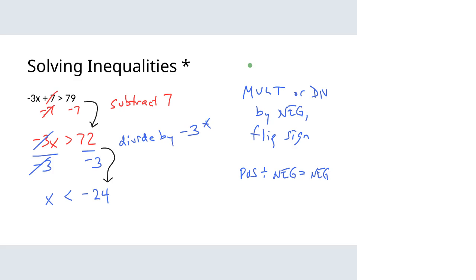The only little condition we have to think about is if I ever multiply or divide by a negative, the sign flips. And here we divided by a negative, so the sign flipped. And then we end up with a solution of x is less than negative 24. So in order for this inequality to be true, x has to be something less than negative 24.